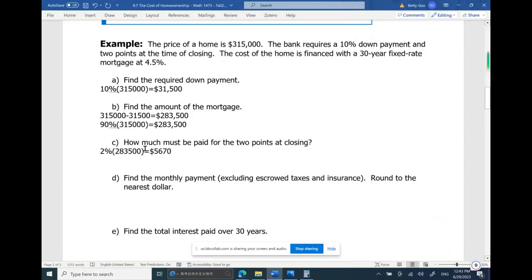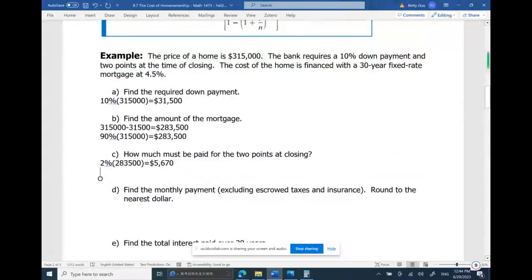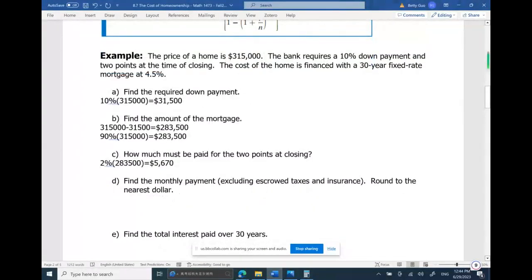$5,000, yeah, that's also a bigger cost for some of you. That's not a little money. It's almost $6,000. But the bank requires a 10% down payment and 2 points at the time of closing. It's not optional. It's required by the lender that you choose. So you would also have to save for that amount of money.